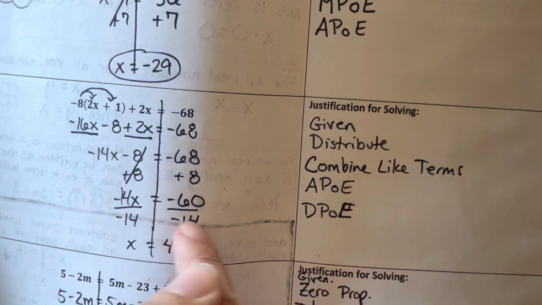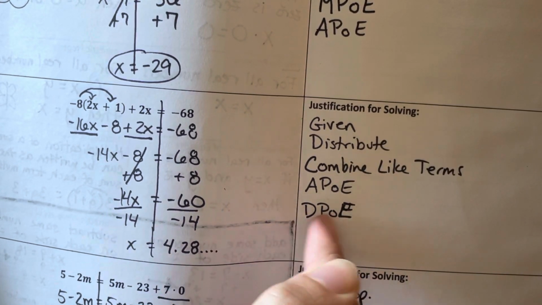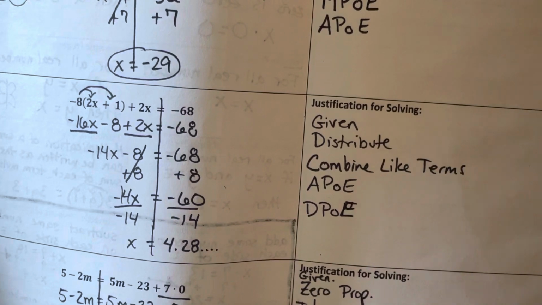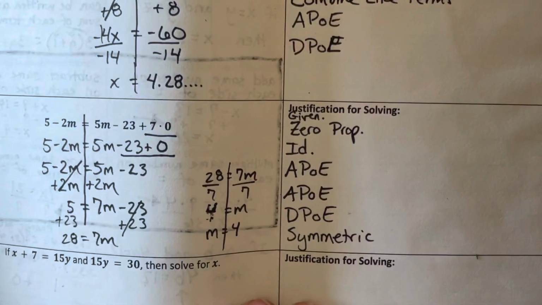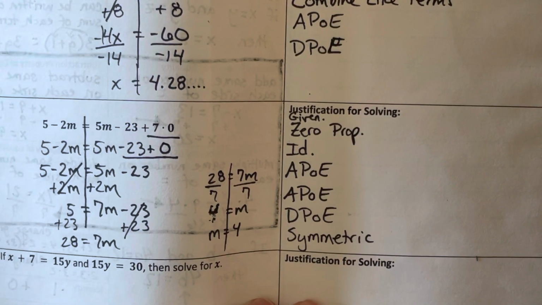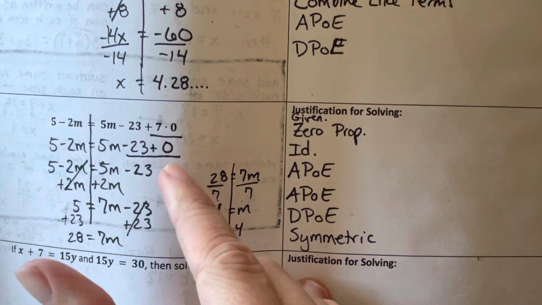And then we've got the division property of equality once we divide in order to get our final answer. And so the division property of equality would be next. All right, now the last one here, before we get down here to the very bottom, the last one here, again, we would work out each step.